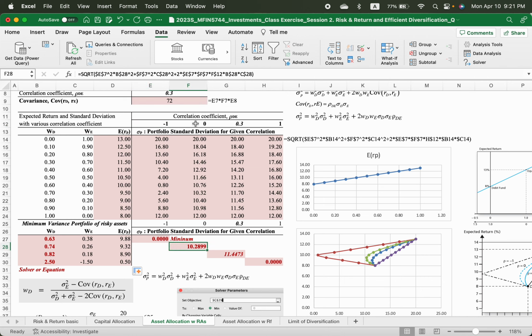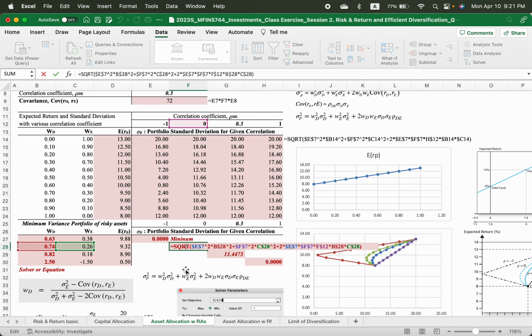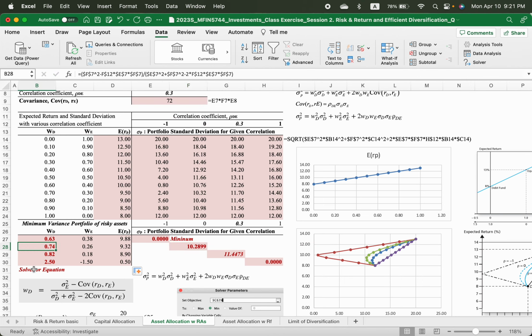We want to find this minimum level. When the correlation coefficient is 0, then here we find the weight, 74% on the debt, 26% on the equity. Here now we found this standard deviation of portfolio. Given this, the correlation is 10%. So the combination of the expected rate of return and the standard deviation is 9% and 10%. When the weight is 82% and 18% of the equity, then the combination of the expected rate of return of the portfolio and the standard deviation is 8.9% and 11%.